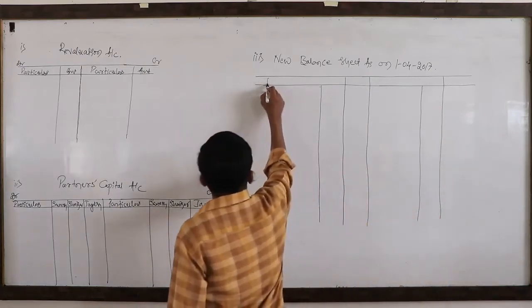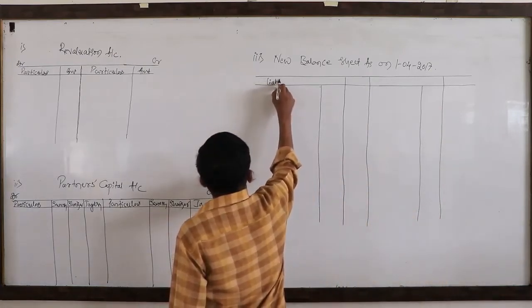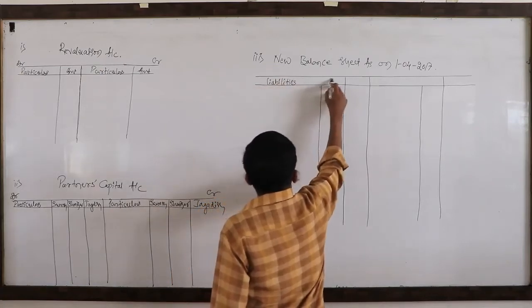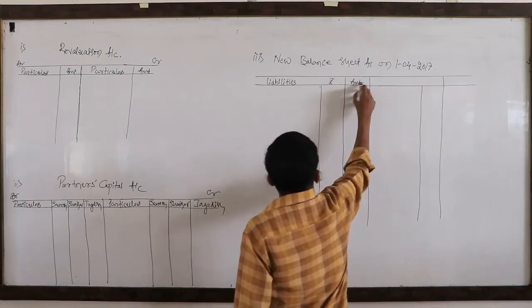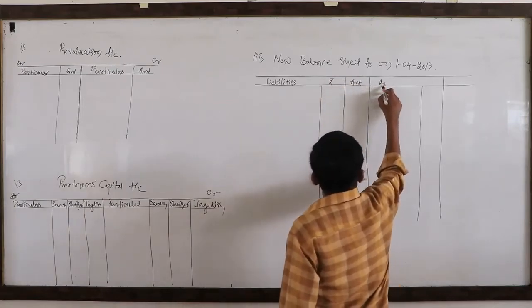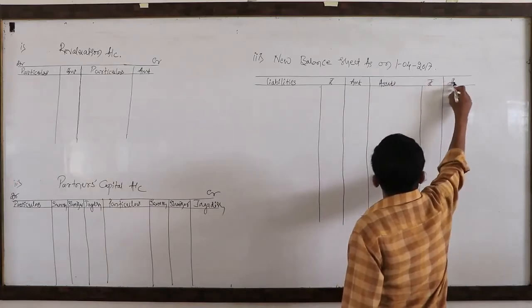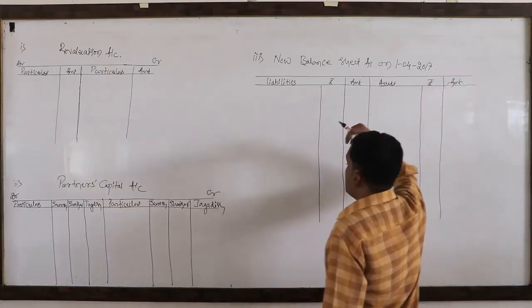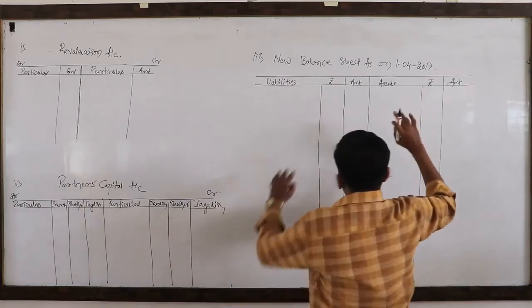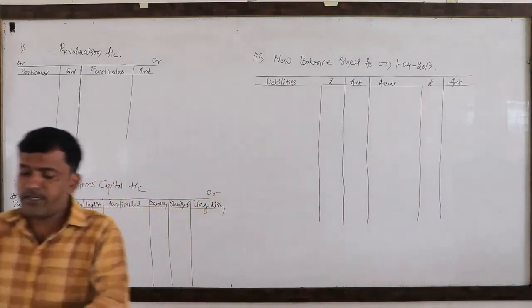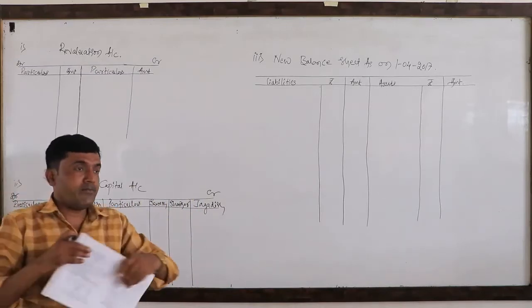Okay, liabilities, rupees, amount, assets, rupees, amount. Don't write DRs here, why? Because it is not an account, dear students, keep in mind. So, very interesting problem.